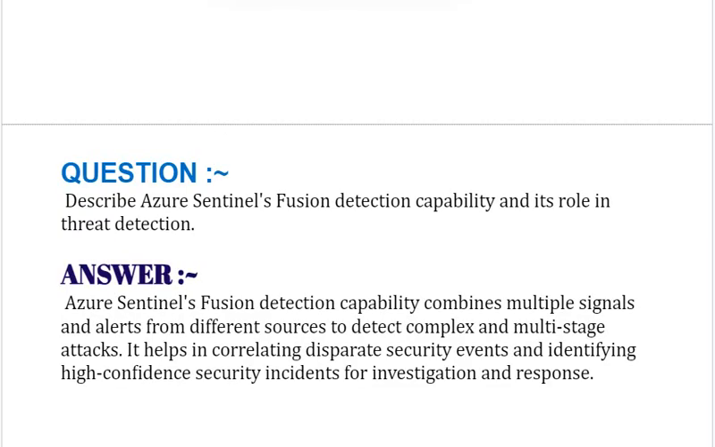Our next interview question is: describe Azure Sentinel's fusion detection capability and its role in threat detection. Your answer should be: Azure Sentinel's fusion detection capability combines multiple signals and alerts from different sources to detect complex and multi-stage attacks. It helps in correlating disparate security events and identifying high-confidence security incidents for investigation and response.